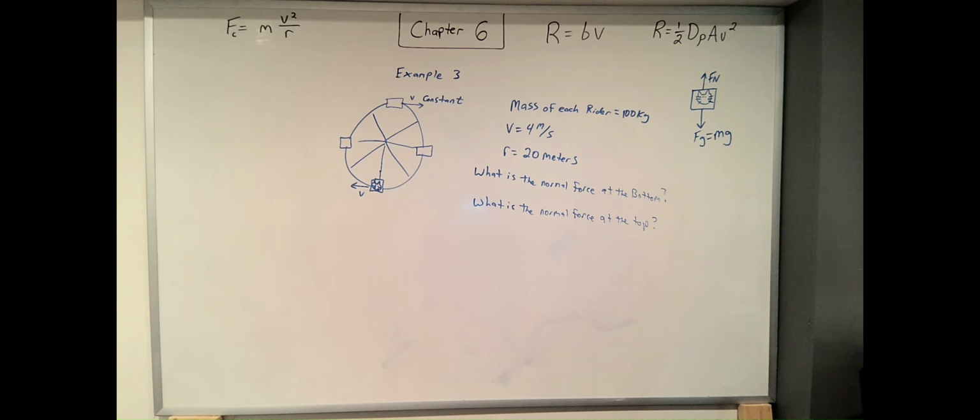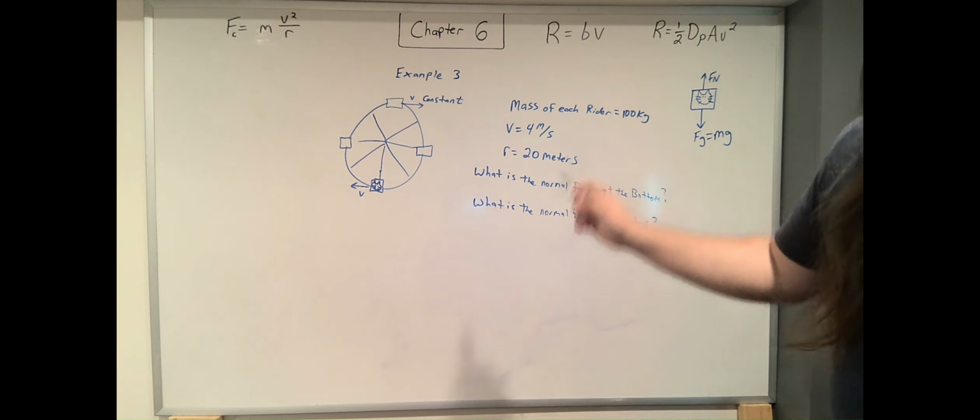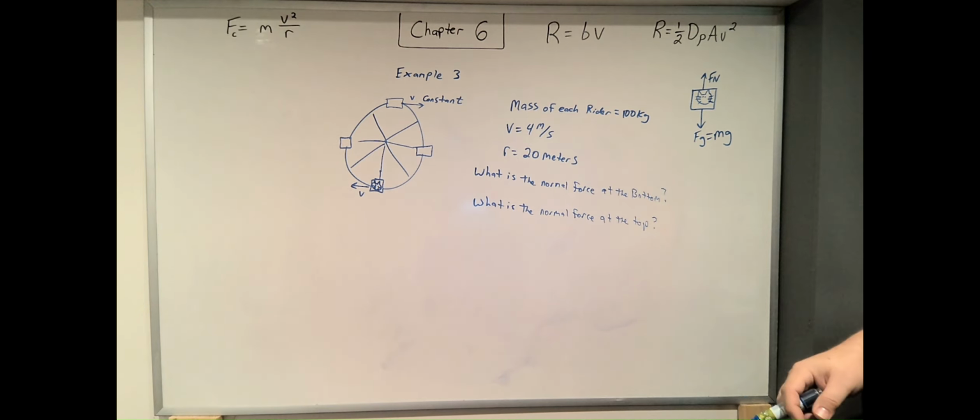Now, initially, when you start this problem, you might get stuck and go, well, those two are going to cancel each other out. They're going to be the same because there's nothing else going on. Right? So the normal force is the same at the top and the bottom. It's just mg. Well, not quite, because we have something that's moving in a circle. We do need to continue on the problem.